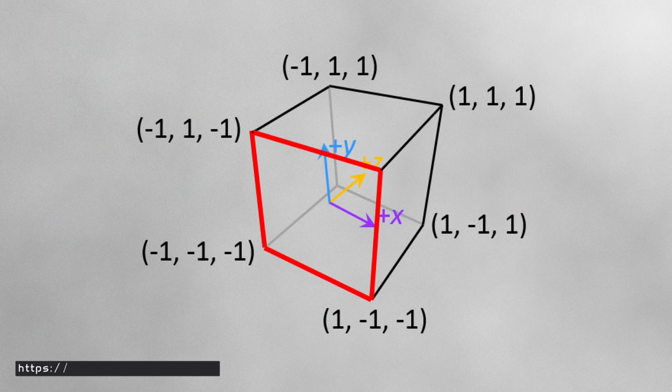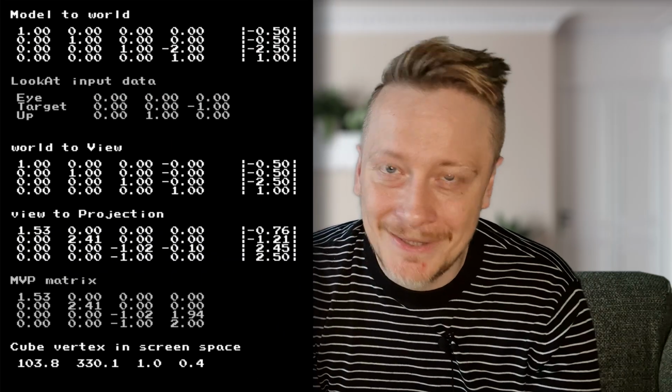After this division, we are in what's called normalized device coordinate space, or NDC. This is a standardized coordinate system where visible points fall between -1 and 1 in all 3 dimensions. Anything outside that range gets clipped. It's not visible, so we don't bother rendering it. I don't have it written down here, so just imagine it.